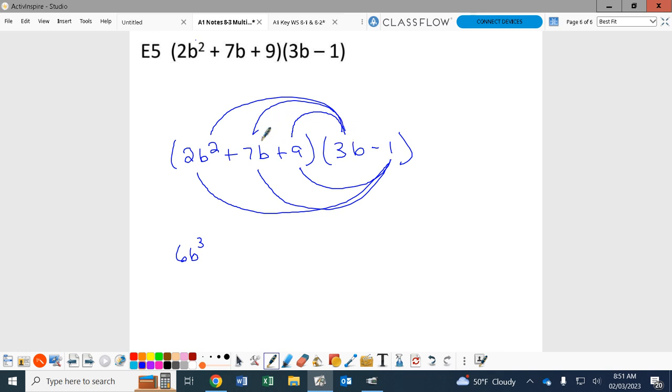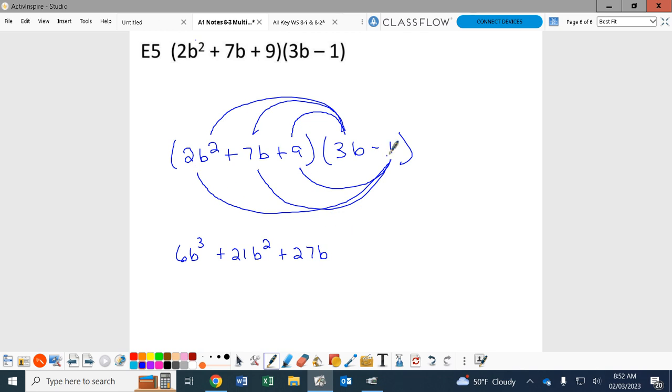3b times 7b would be 21b squared. 3b times 9 would give us 27b. And then, guys, think about this. When you multiply something by negative 1, what happens to it? It just changes. It doesn't change necessarily to a negative, but it changes to the opposite of what it was. Since these are all positive, they are going to turn into negative. But if they were negative, they would turn into positive. They're just going to change signs.